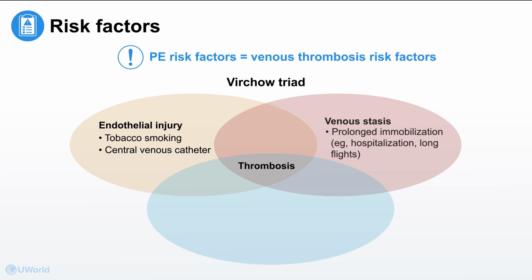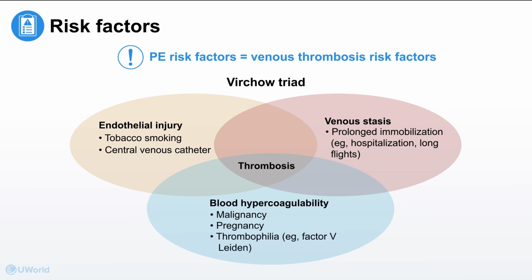Second is venous stasis, as obstruction or slowing of venous blood flow facilitates growth and propagation of microthrombi. The third component is blood hypercoagulability, which refers to an altered balance between coagulation and fibrinolysis that favors clot formation over dissolution. Many risk factors affect multiple components, contributing to the risk of thrombosis.